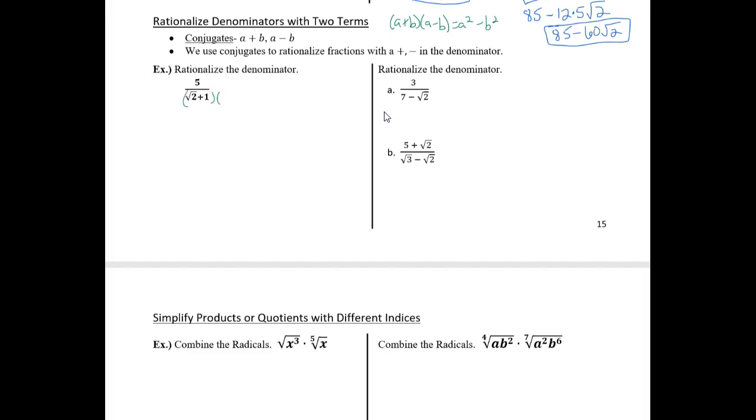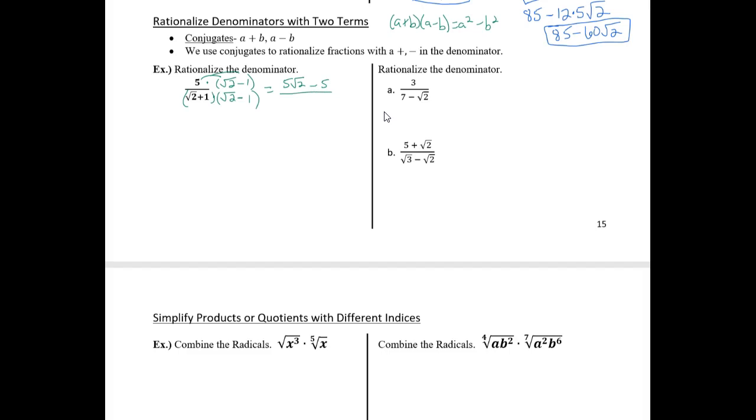Conjugates are the exact same terms, so square root of 2 and a 1, but with different signs. This was a plus 1, I'm going to put a minus 1 there. Whatever I do in the denominator, I have to multiply by the exact same amount in the numerator to keep it equal. In the numerator, I'm just going to distribute. So I end up with 5 times square root of 2, which is just 5 square root of 2, and 5 times negative 1, which is negative 5.